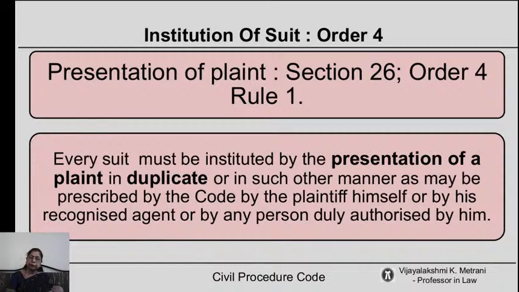Or in such other manner as may be prescribed by the code. (If the code prescribes any other manner, who must file accordingly?) Who has to file? By the plaintiff himself.